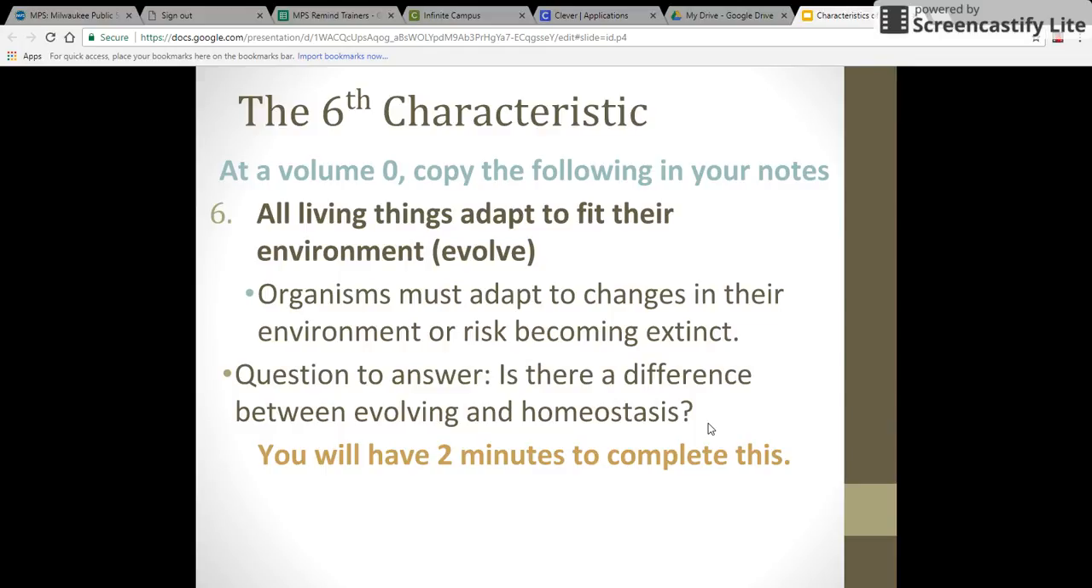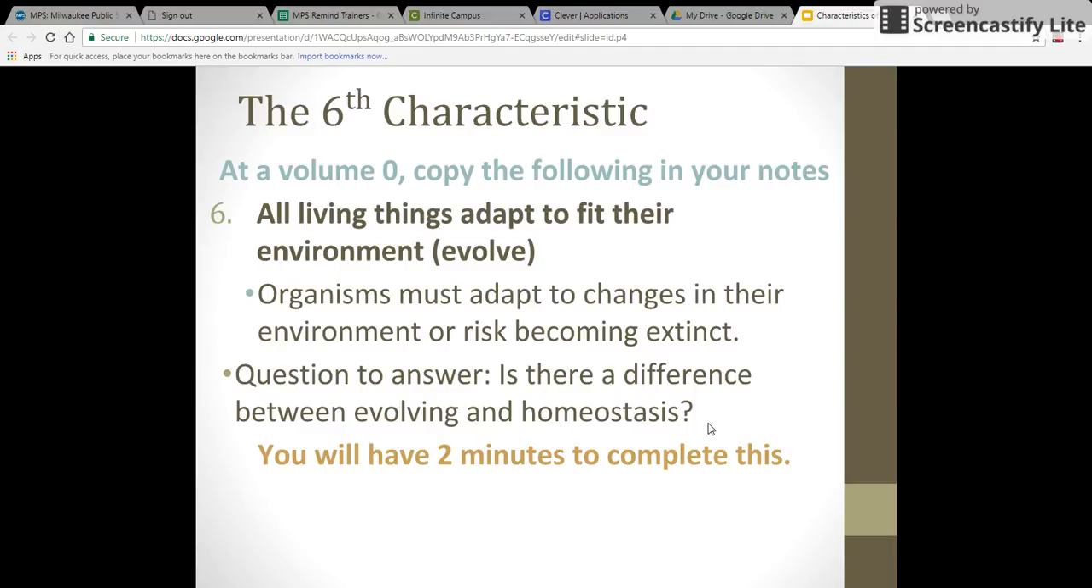This means that organisms are adapting to changes in their environment or they risk becoming extinct. So if a climate is getting hotter over time, the species of organism might lose layers of fat that they have as a means to keep cooler over time.